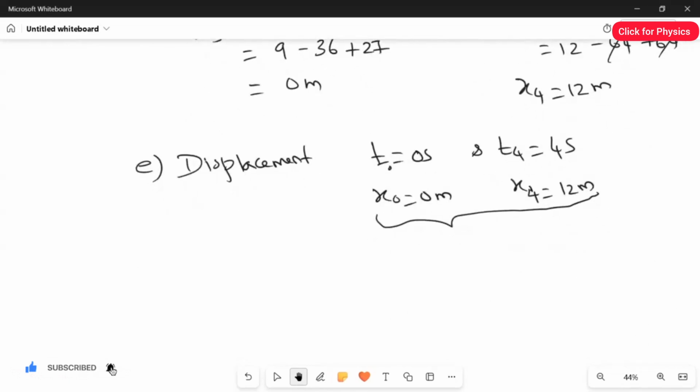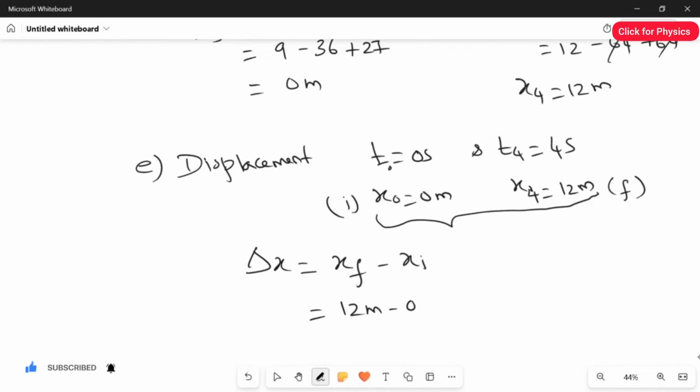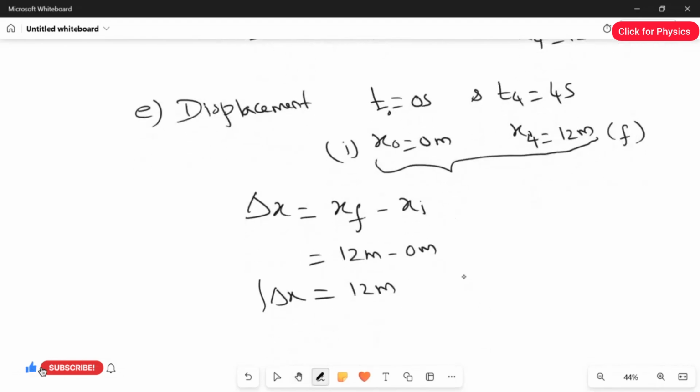So we have to use the formula delta x equals x final minus x initial, right? So what is your x final? This 12 meter is your final value, and this 0 meter is your initial value. So 12 meter minus 0 meter, we got the answer as 12 meter, and that will be the answer for E part. Clear? So this is the answer for your E part.